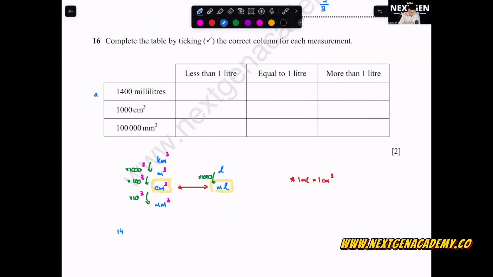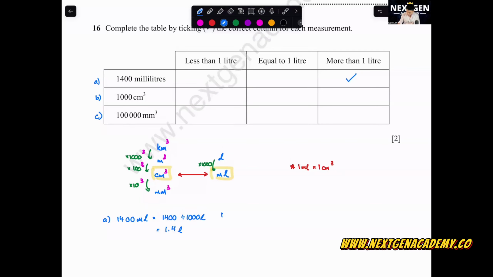Let's write here A, B, and C. Question A, 1400 ml. We will take 1400 divided by 1000 liter. So 1.4 liter. It is more than 1 liter. Second one, 1000 cm cube. We need to change to liter. If you look at the diagram here, 1000 cm cube is the same as 1000 ml. Ml changed to liter, you divide by 1000.